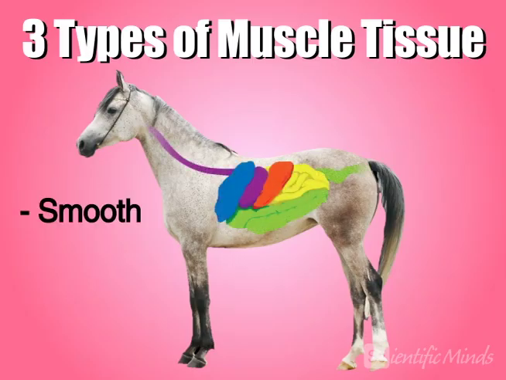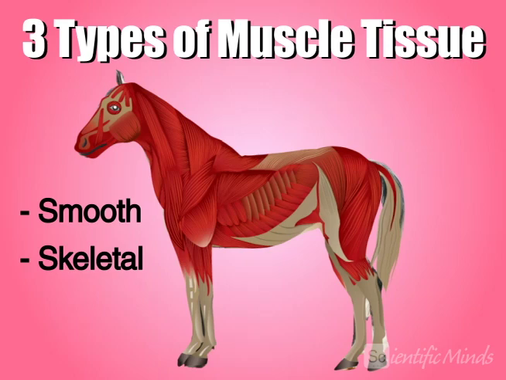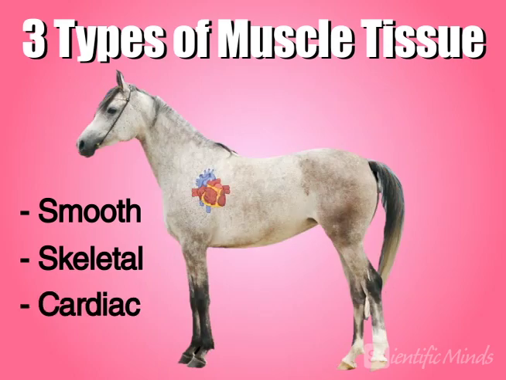Smooth muscle lines organs like the intestines and moves food through the digestive system. Skeletal muscles are attached to the bones and move them. Cardiac muscle makes up the heart.